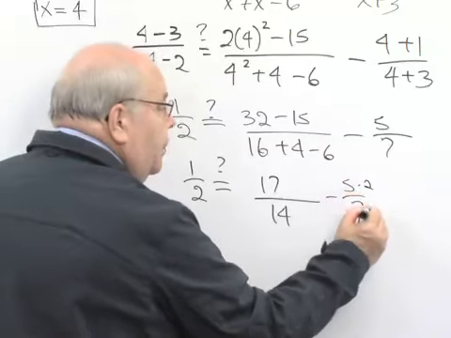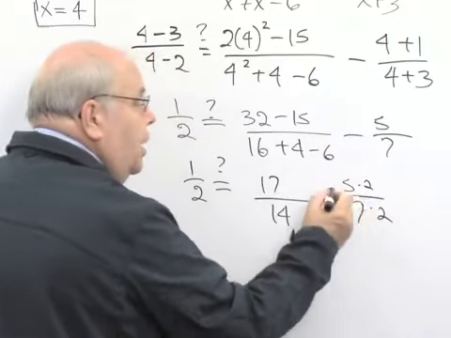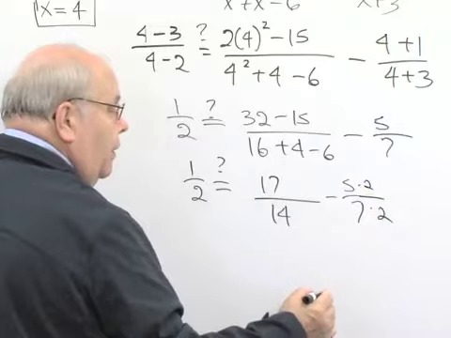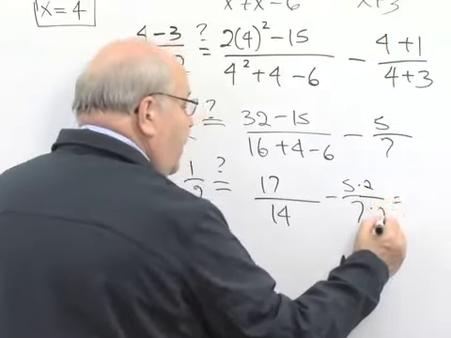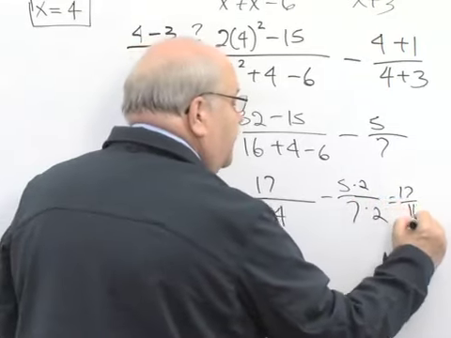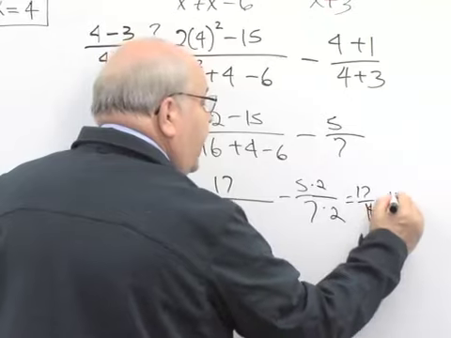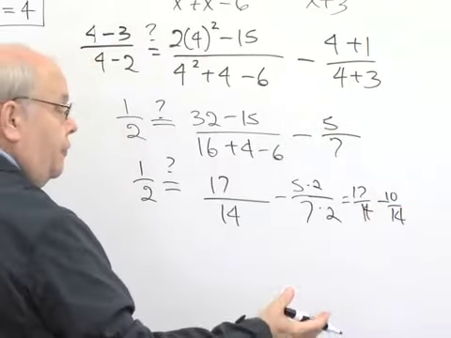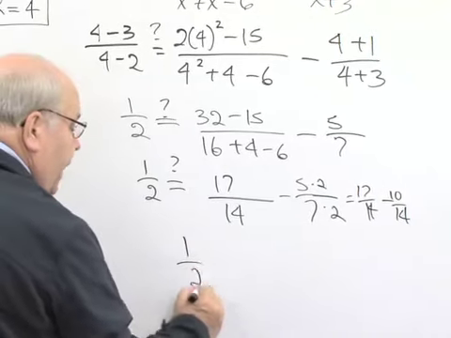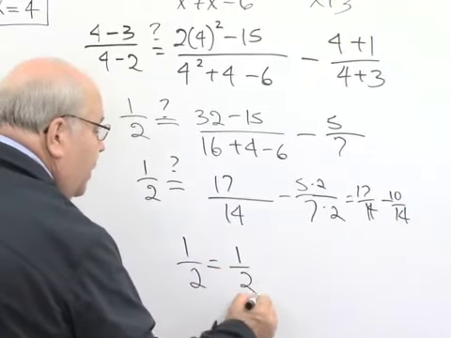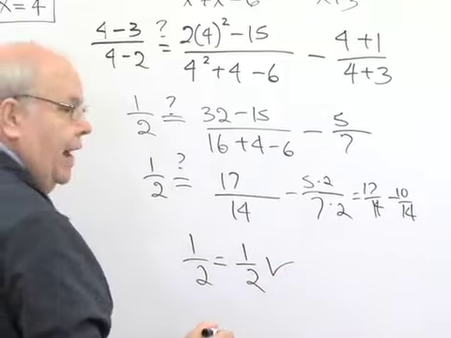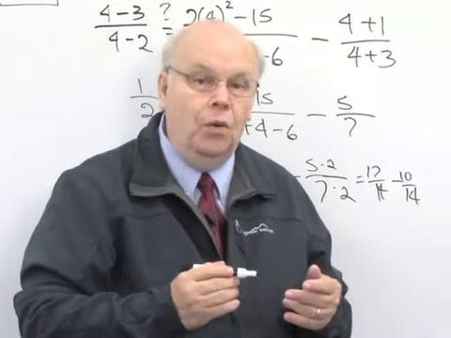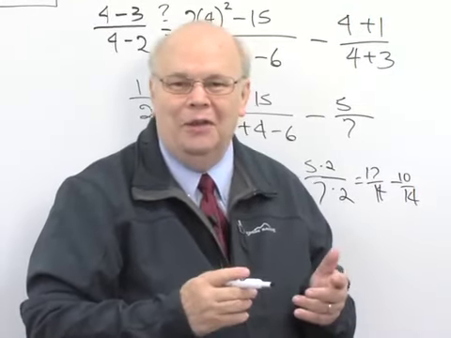And of course we do. If we change the fraction to an equivalent fraction, we have 17/14 minus 10/14. That gives us a value of 7/14, which is 1/2. Both sides of the equation simplify to 1/2. This proves that our equation is correct and we have found the right solution.